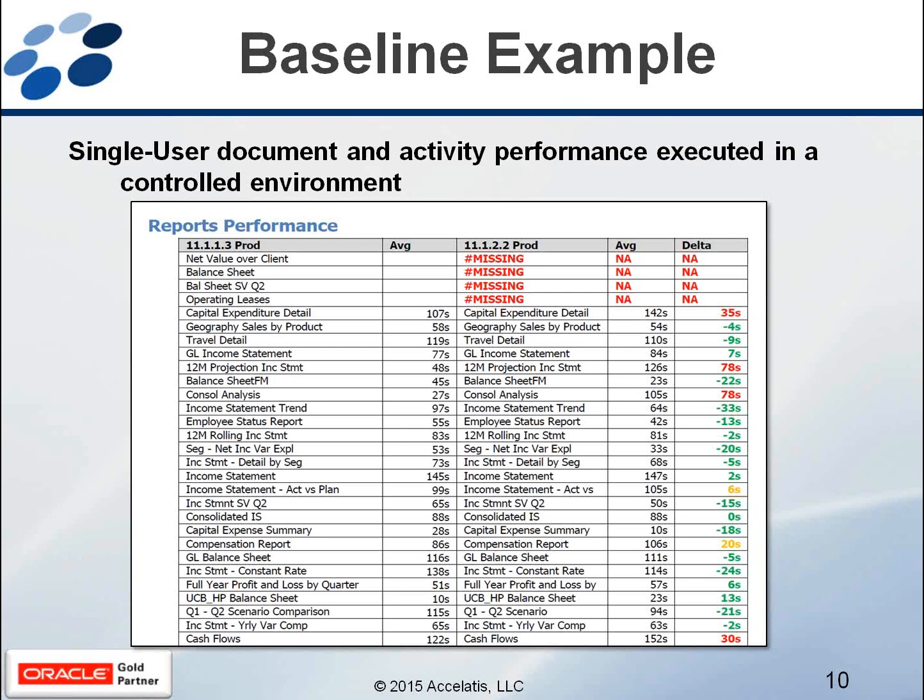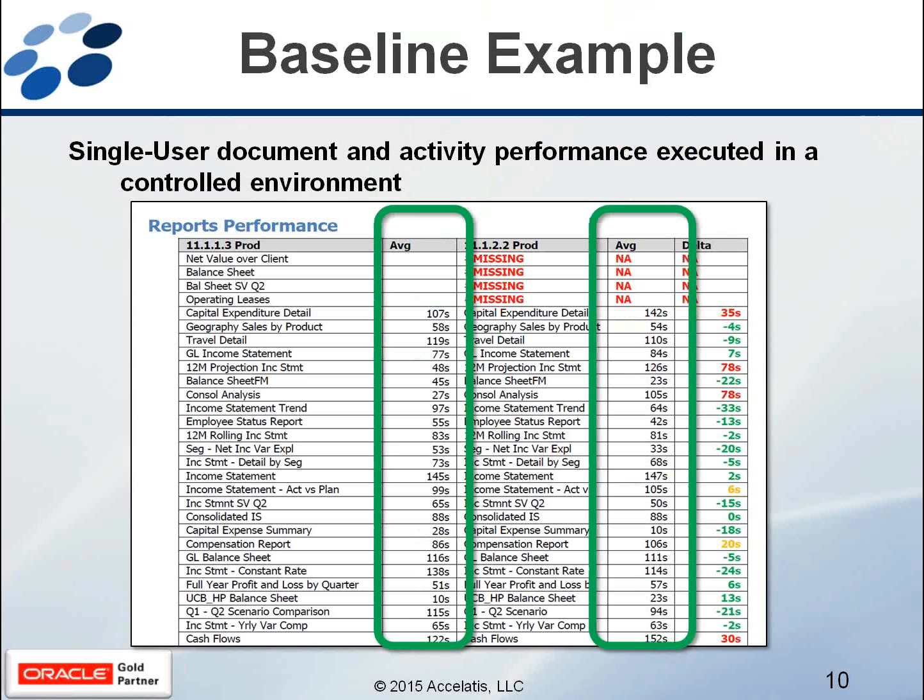So this is taken from something we call an environment compare report. So we're actually baselining two environments and comparing them together. If you look at these columns, this is where we were comparing an 11.1.1.3 to 11.1.2.2 environment, and we baselined every financial report in the system, and then we compare them and do some traffic lighting. But the idea is that it's a single user test against all these different documents or activities, and it's performed in a controlled environment. So we can look at this and say, the baseline for the cash flow report is 50 seconds or whatever it might be. So we have something to work with as we look at performance down the road.